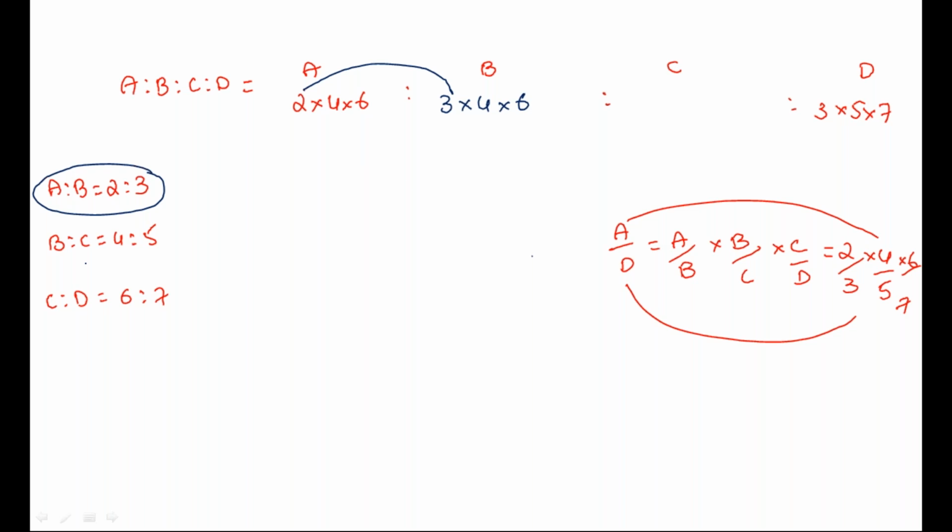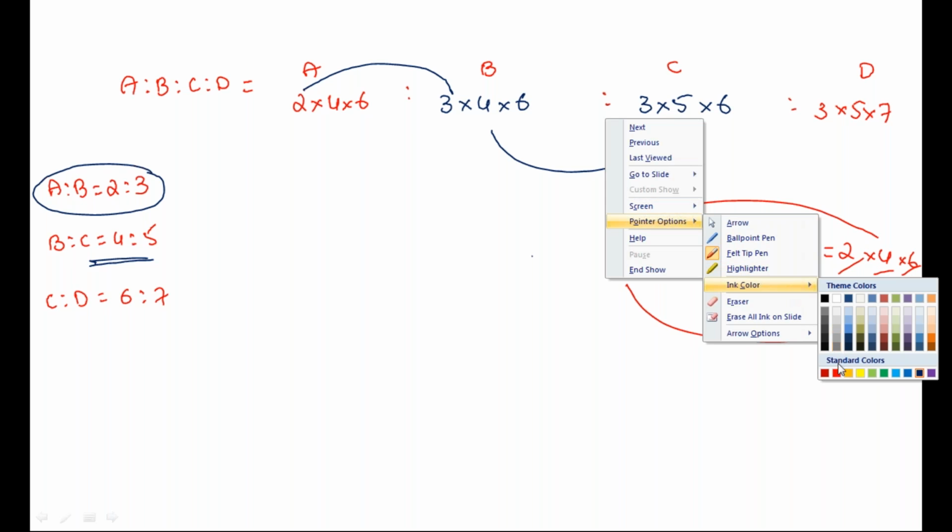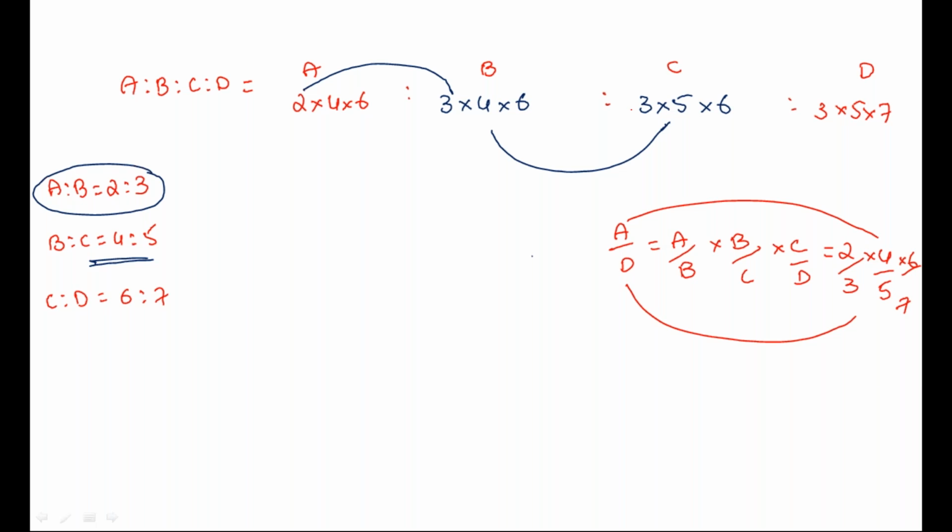Now listen, B and C is 4:5. To maintain B and C as 4:5, in place of 4, I am replacing 5. Now listen, 3 into 4 into 6, 3 into 5 into 6. That's it. If you cancel, if you just see internally, B and C is 4:5 only. 3 and 6 cancel, B and C is 4:5. In fact, you can check C and D: 3:5 cancel, 6:7. All these ratios are maintained.